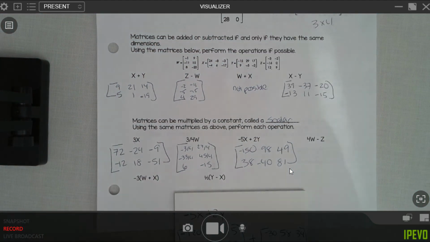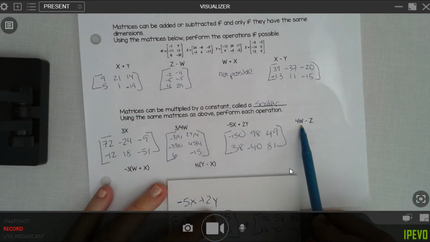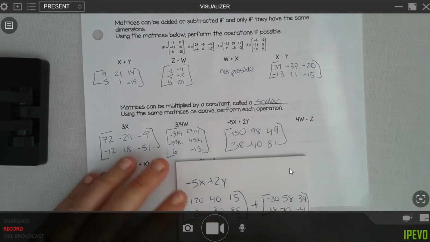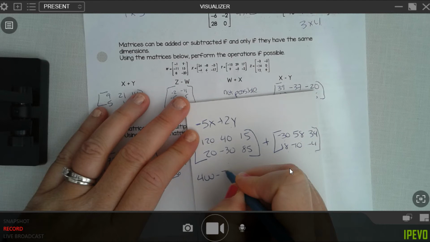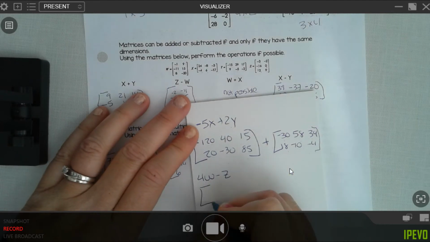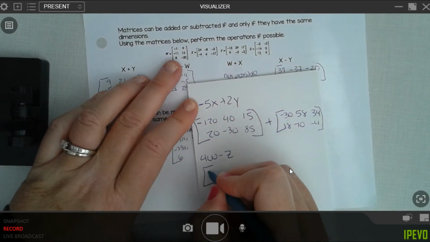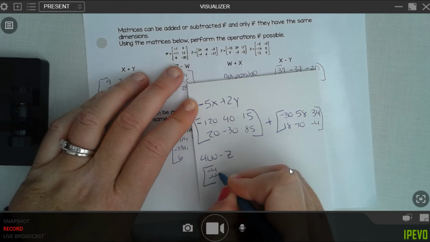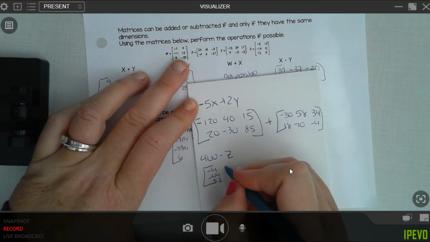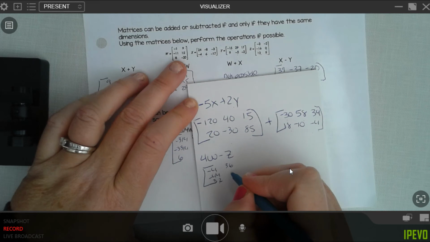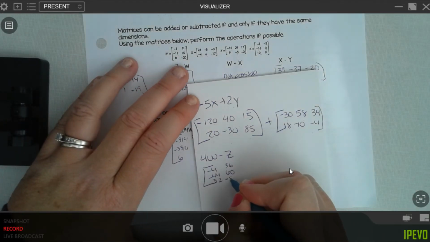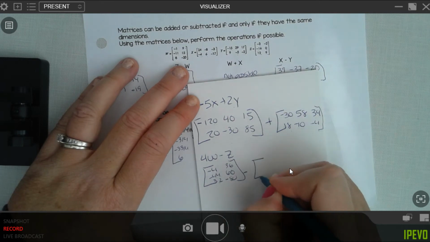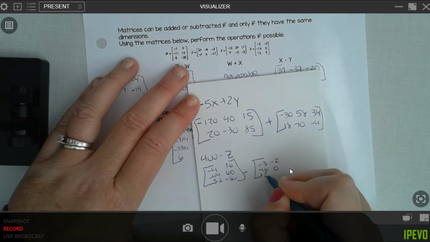So hopefully you see what we're doing here. So 4W minus Z, I'm going to have my 4 times my W real quick, minus my Z. So I'm going to have negative 4, negative 44, and 32. And minus my Z, sorry guys.